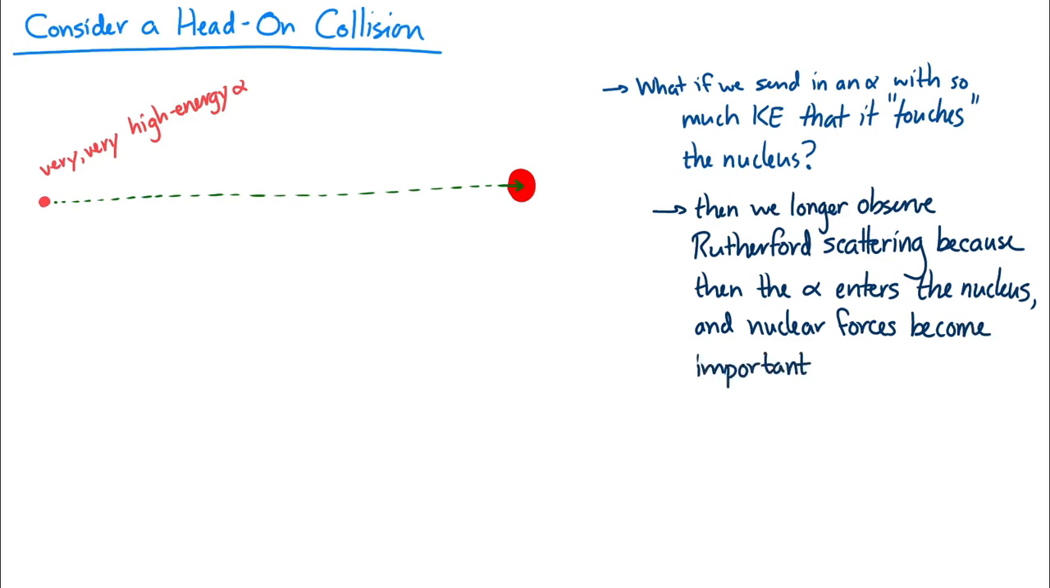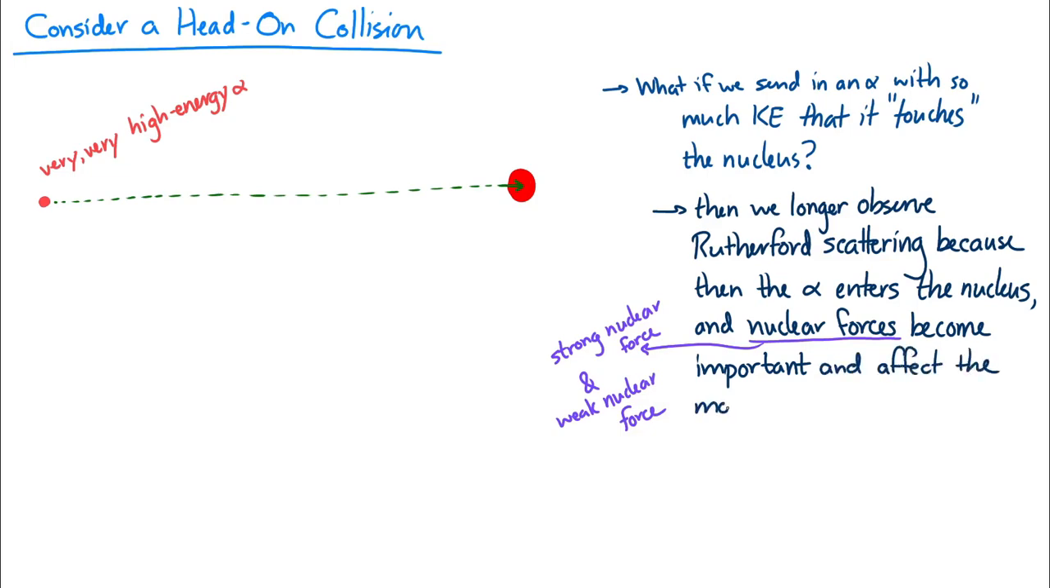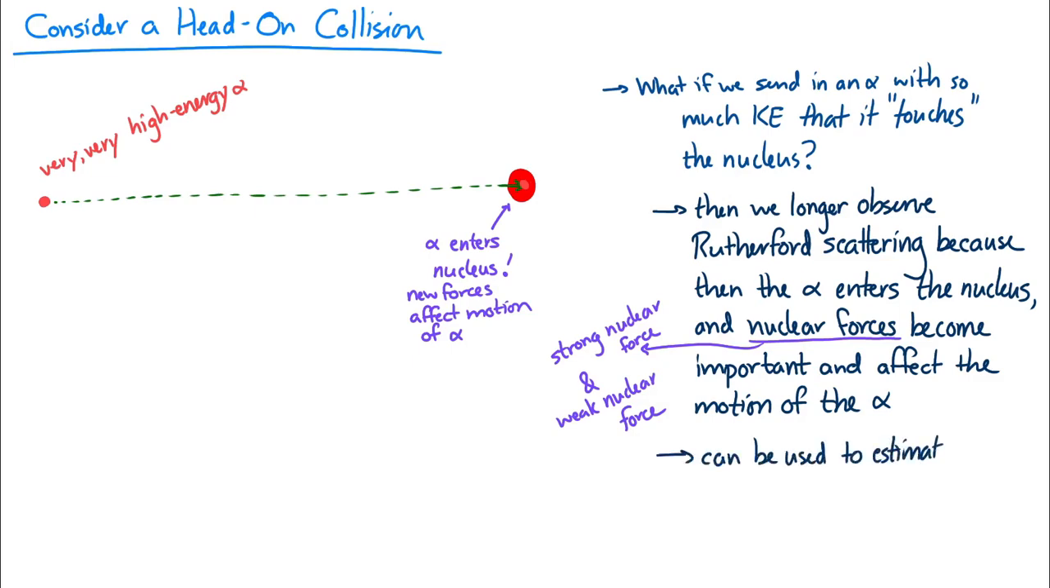Now, we haven't learned about nuclear forces, but there are things like the strong nuclear force and the weak nuclear force, and those forces affect the motion of the alpha. So it's not just the electric repulsion that's going to affect the motion of the alpha, it's these other nuclear forces, and in that case, we won't get Rutherford scattering anymore. So scientists used this idea to estimate the radius of the nucleus, and it went like this.